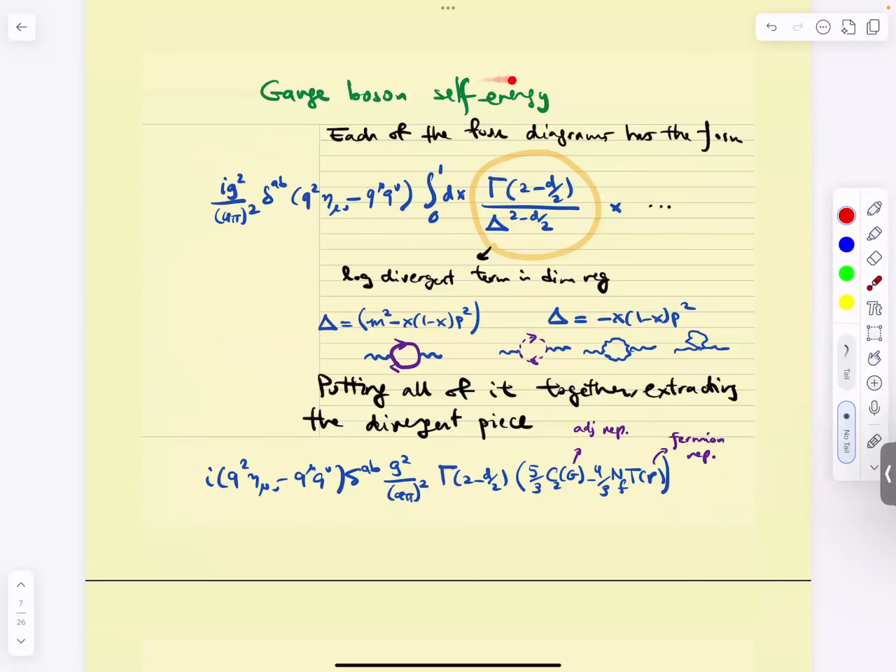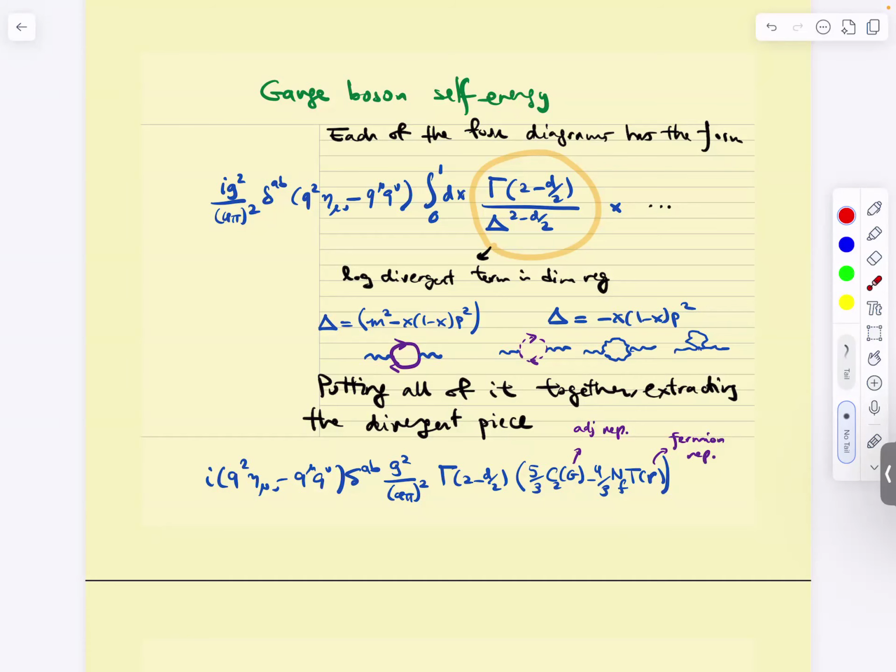All right, so for the gauge boson self-energy, each of the 4 diagrams has the form i g squared over 2 pi squared, something diagonal and then transverse, integral. So I'm writing this in x equals 0 gauge. Integral over dx, gamma of 2 minus d over 2 over delta to the power of 2 minus d over 2. So this is the log divergent term in dim reg. We also talked about a more divergent term that in the past was showing lambda squared divergence. That's a harsher divergence, not log divergence. And in dim reg, it shows itself as a pole at d equal 2.